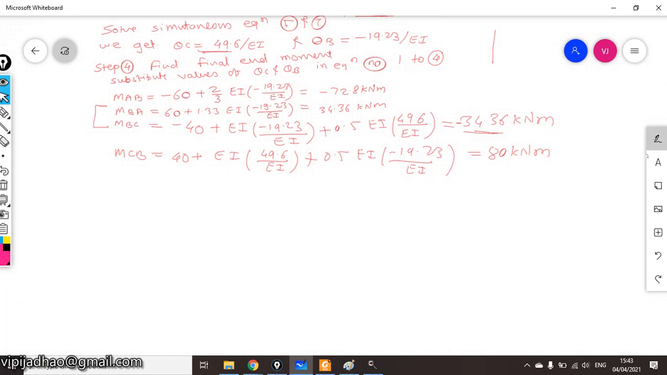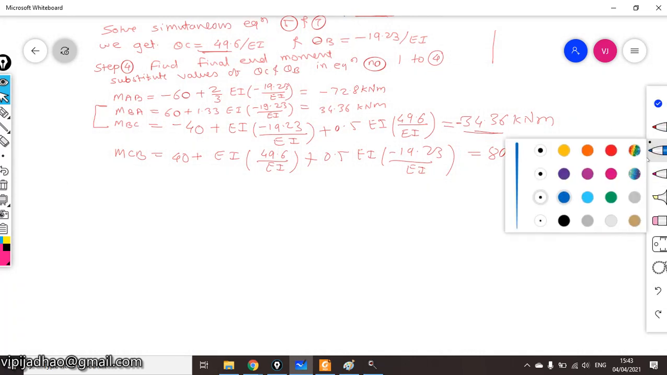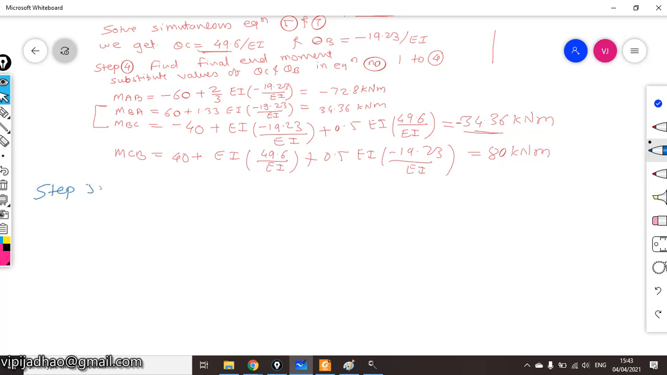Next step is step number 5: find free bending moment. So for span AB, we have free bending moment.